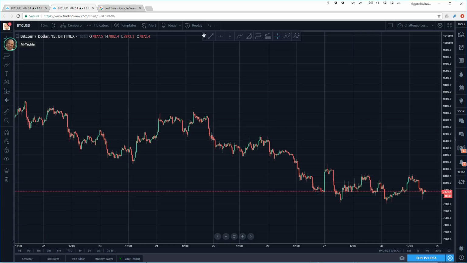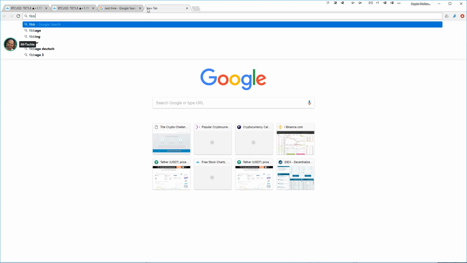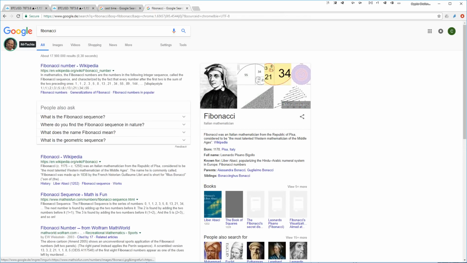What is Fibonacci? Well, this is Mr. Fibonacci. I'm sure there's a picture of him. Why did I put double B? Here's Mr. Fibonacci. Apparently that's what he used to look like. I don't know. To me, he doesn't really look like him. He's Italian, hence the name Fibonacci.